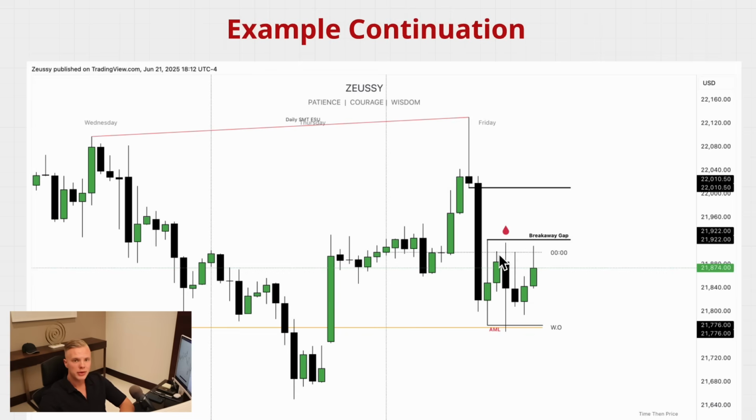Nope. Why not? Because it's a breakaway gap. This gap is supposed to stay open if the afternoon session is going to draw towards that weekly open. When does the big distribution take place? Inside of this candle right here.